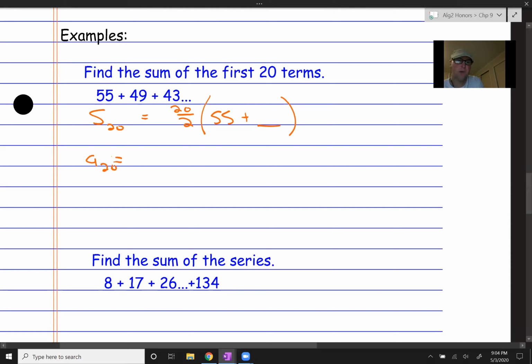You mean from last week? Yeah, from last week. All right, so I need the first term, 55, plus 20 minus 1. What's the common difference here? Oh, minus 6? Cool. All right, so I need 19 times negative 6 plus 55. The 20th term turns out to be negative 59.